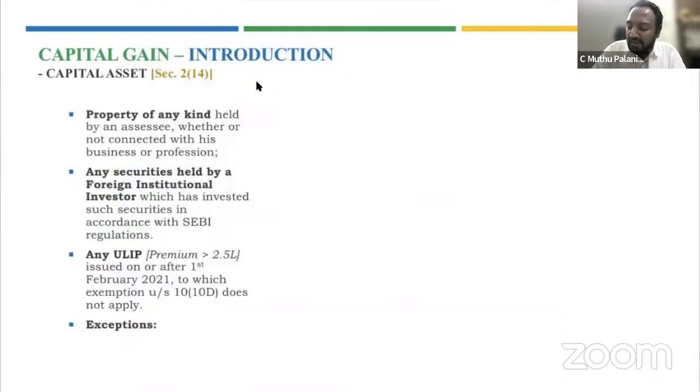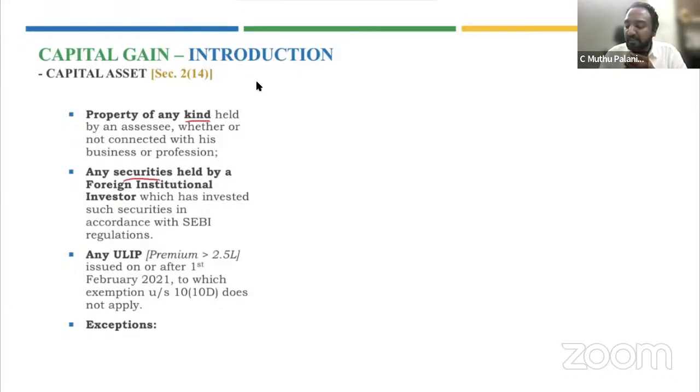Property of any kind will be treated as a capital asset. It may be connected with your business or may not be connected with your business. But in case of shares, if it is invested by a foreign institutional investor, irrespective of the situation, it will only be capital gain. Generally, a share could be business income also, or your capital gain also. But a foreign investor investing in shares can only have capital gain. He can never do business with shares.